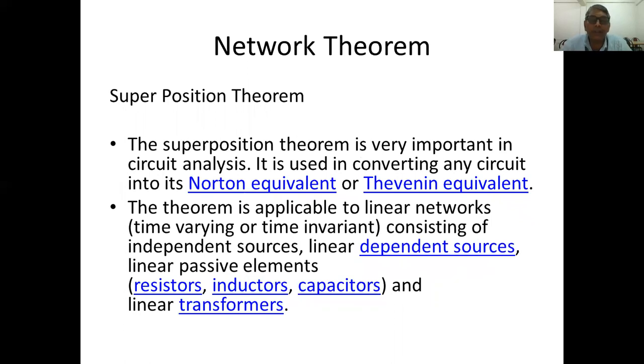Then another type is called the superposition theorem. Superposition means combining two things. The superposition theorem is actually an extension of Ohm's law, because Ohm's law is applicable to most of the simpler circuits. If you go for a complex circuit, definitely the superposition theorem helps you to analyze it.